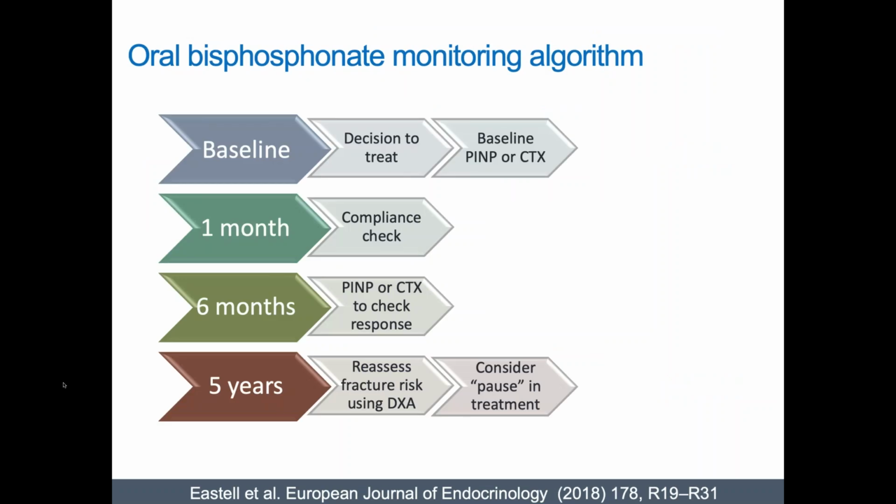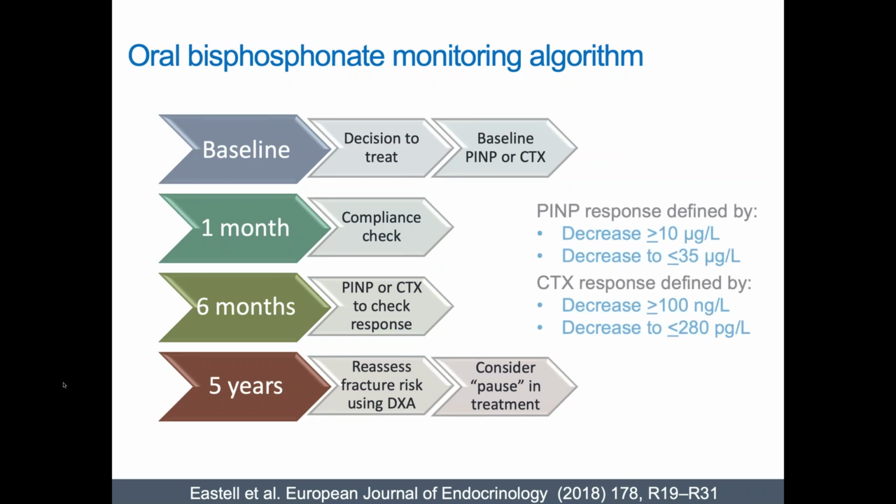So this is an algorithm that we've taken into our general practice in Sheffield and asked our GPs to do when they start patients on oral bisphosphonates. And they seem to have accepted this approach quite well. So when they make a decision to treat, they obtain baseline bone turnover markers, do a compliance check verbally after a month, and then after 6 months, check the P1NP or the CTX. It turns out that our GPs prefer P1NP because they don't have to take it at any particular time of day.